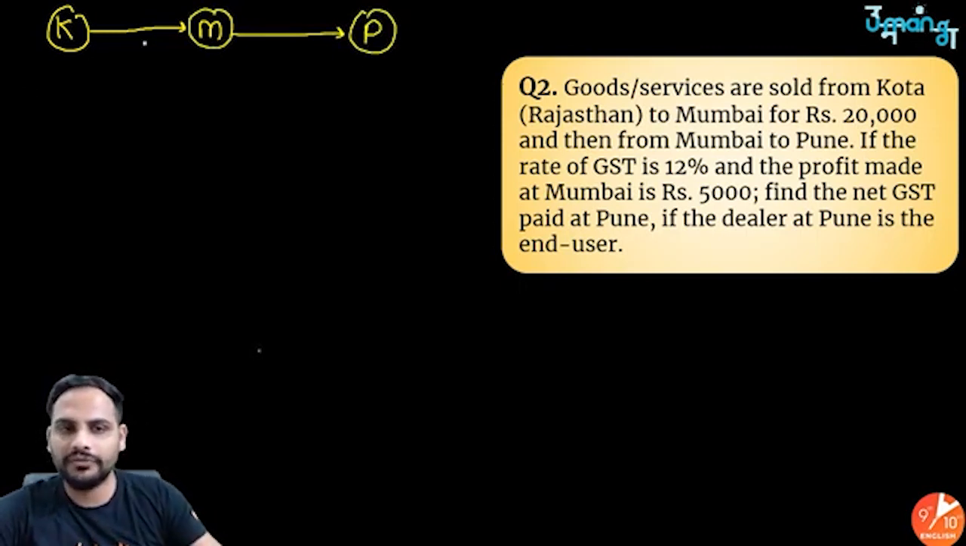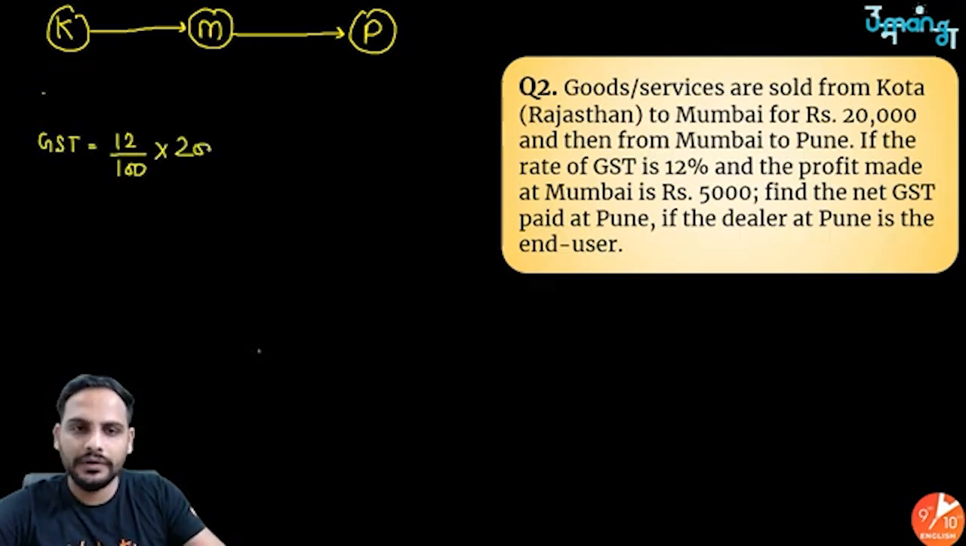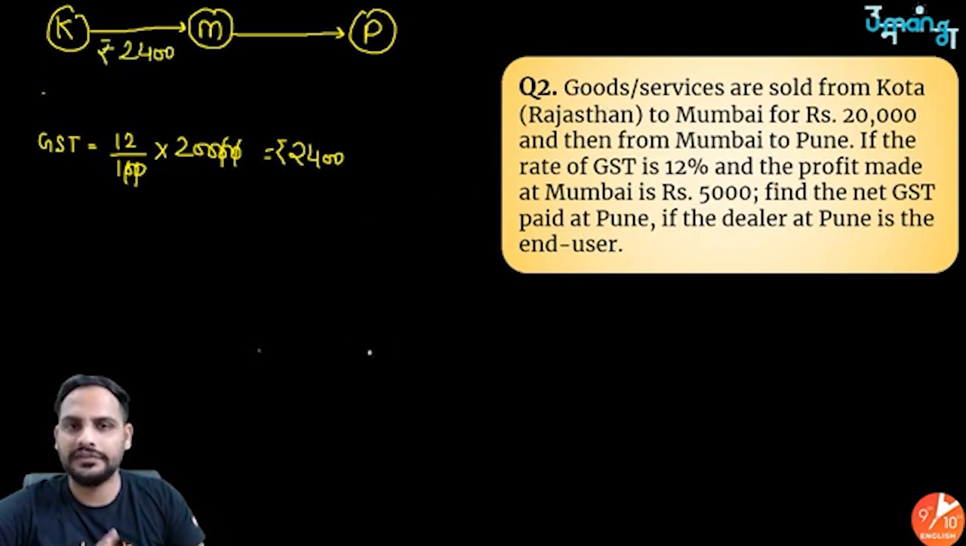So let's talk about from Kota to Mumbai. At Kota to Mumbai, the price is 20,000. The rate of GST is 12%. So I can say GST paid here will be 12% of 20,000. So you are getting 2,400. So 2,400 has been collected here as GST. That is the input GST for the dealer at Mumbai.